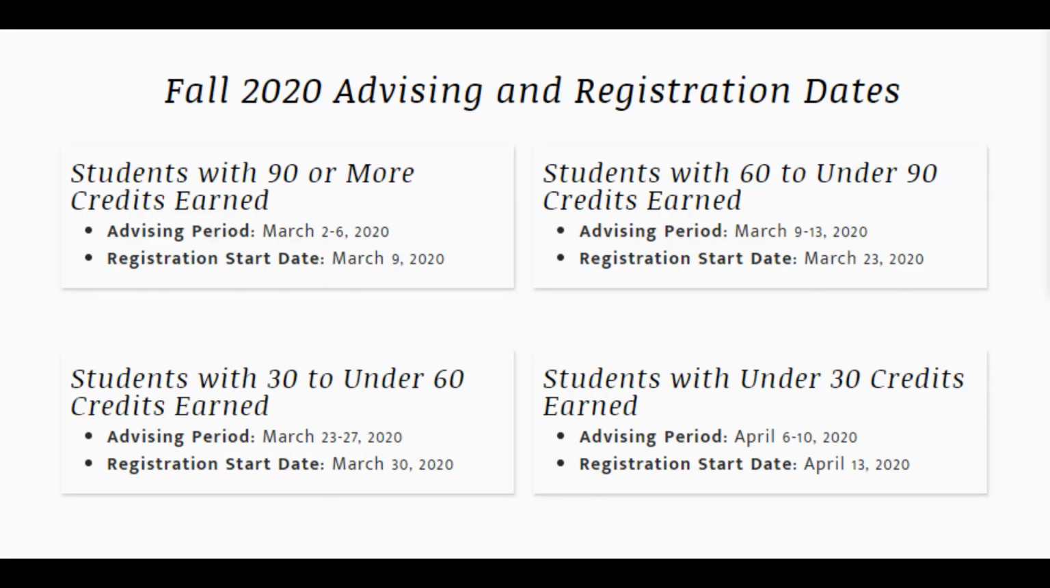The number of credits you have earned determines your registration date. For example, if you have earned less than 30 credits, you will register as a freshman. You should register as soon as you receive your PIN, as long as your registration date allows.